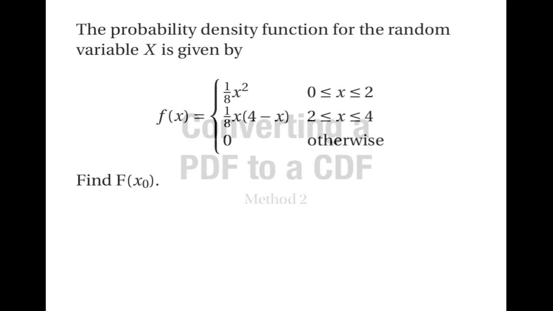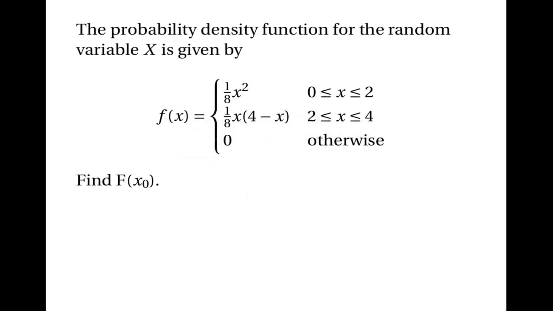Here's another question. Let's suppose that the probability density function for the random variable x is given by f of x is an eighth of x squared when x is between 0 and 2, an eighth of x times 4 minus x when x is between 2 and 4, and 0 otherwise. This time you can see that we've got a non-linear function. It's not going to be made up out of straight lines because we've got things like x squared involved.